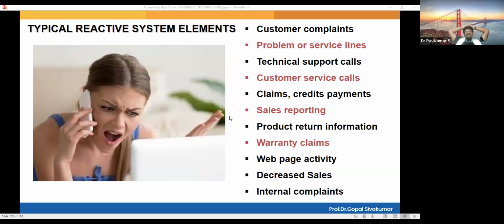What are internal complaints? Sometimes there may be complaints within the organization itself, from one department to another. So the internal customer complaint is also a part of the reactive system elements. Okay, so both the proactive and the reactive voice of the customer are a wonderful way to collect the list of problems that are present in the process.